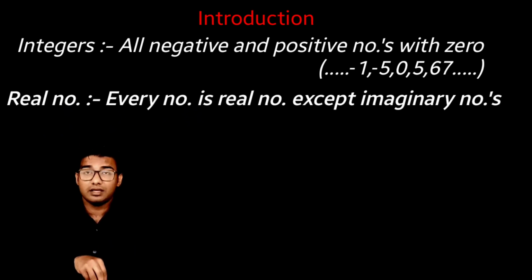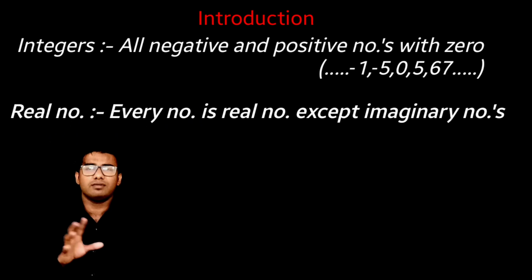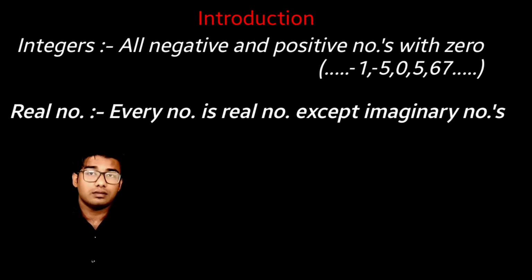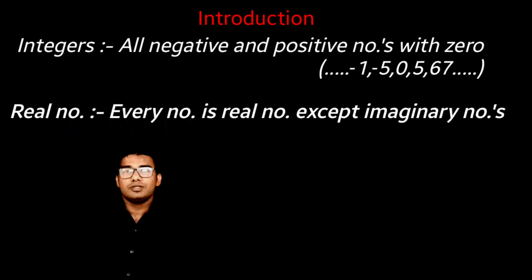It means irrational numbers and rational numbers, every one of them is a real number. Another form is imaginary numbers, which we will study in class 11. Imaginary numbers, or we can say complex numbers, are not real numbers. We just imagine the number in the form of iota. So let's introduce this chapter.